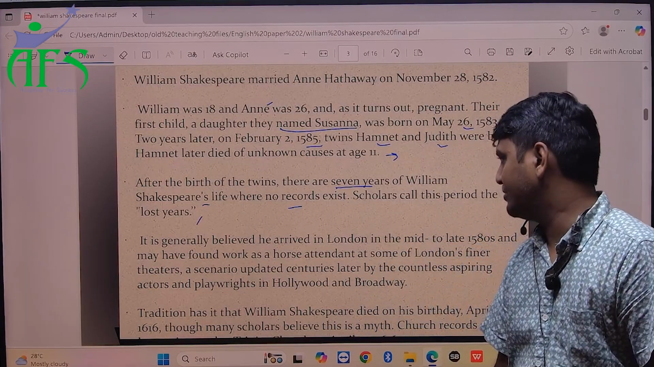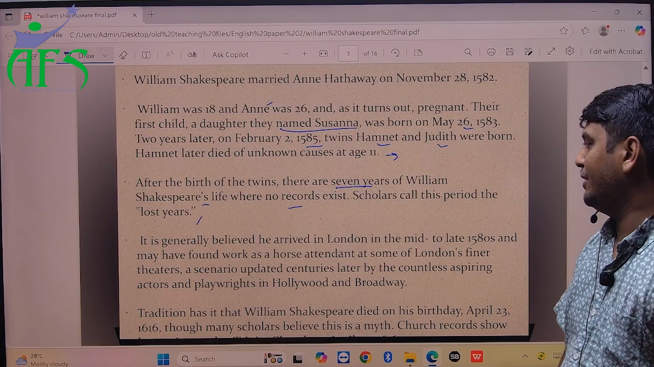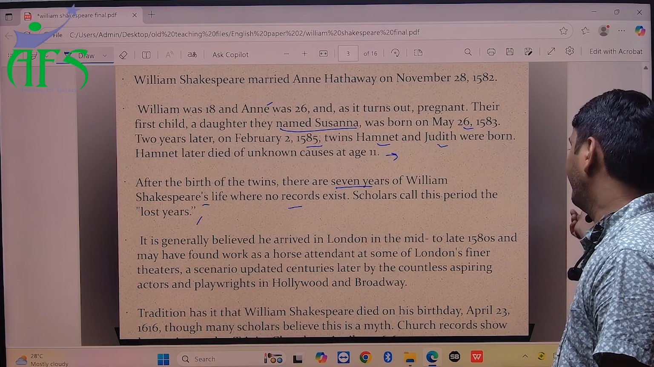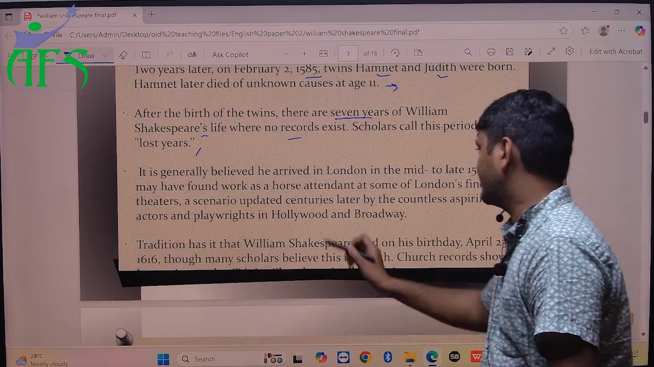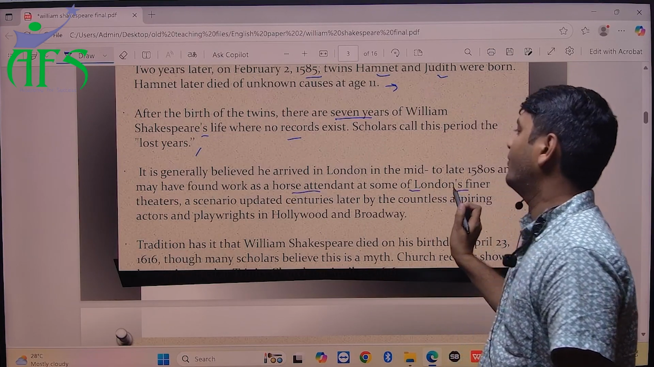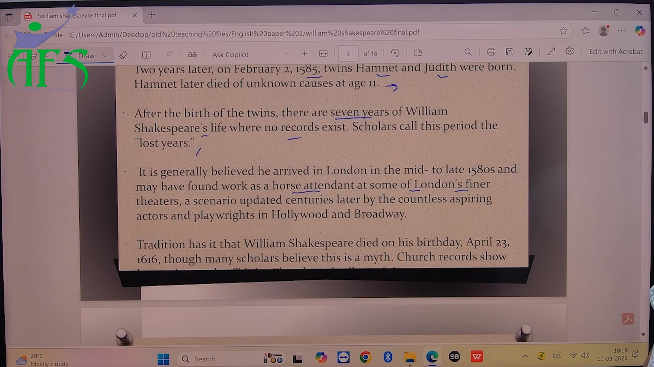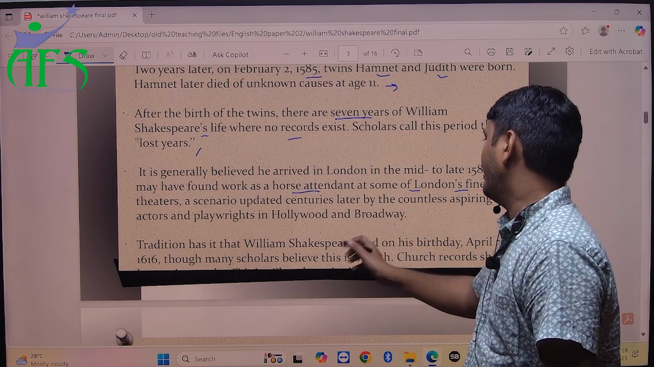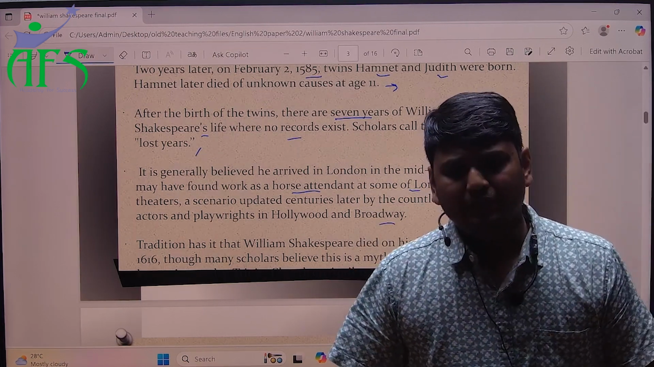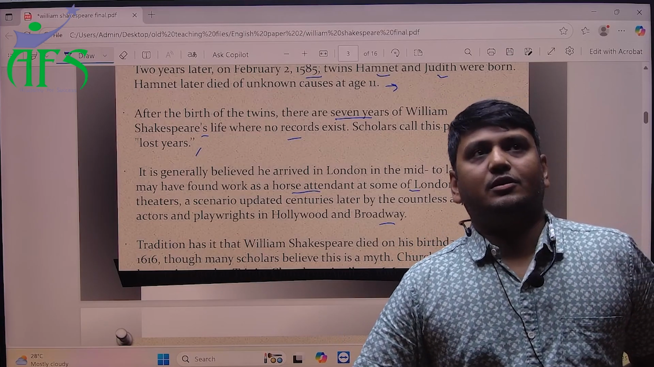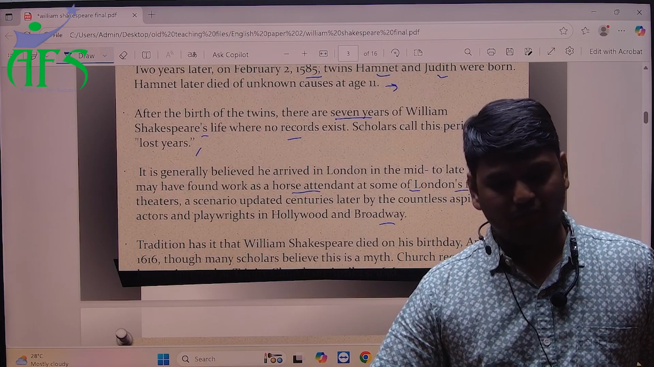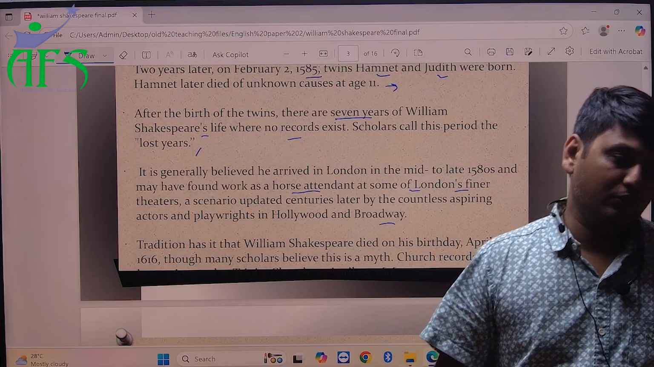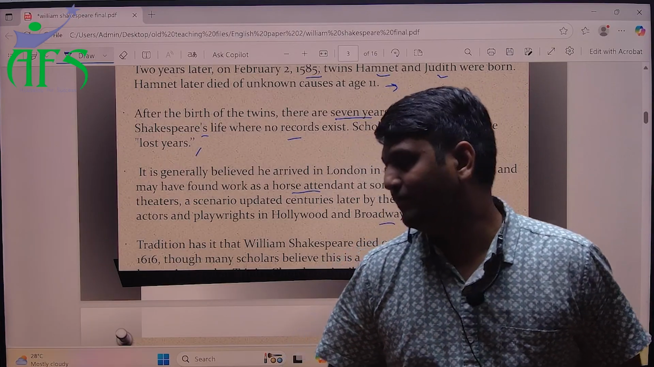So as we move forward, we see that it is generally believed he arrived in London in the mid to late 1580s and may have found work as a horse attendant at some of London's finest theatres. A scenario updated centuries later by countless aspiring actors and playwrights in Hollywood and Broadway. William Shakespeare was a person who had played different roles in his life as an actor also, and he also lived that particular life.